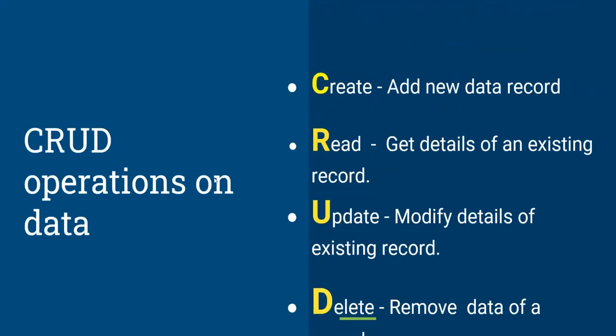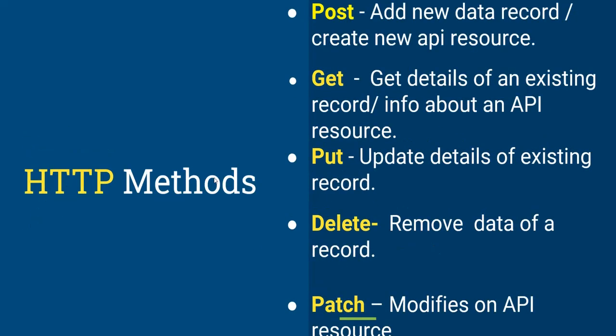If you want to modify the details of an existing record, you can use update there in the database CRUD operations. In HTTP methods, you are going to use put. So post means creating a new record, get means retrieving the existing record, put means updating the existing record. And then delete, the name itself is self-explanatory. We are going to delete the record or delete a resource from the API.